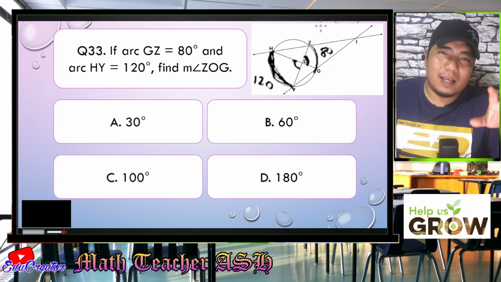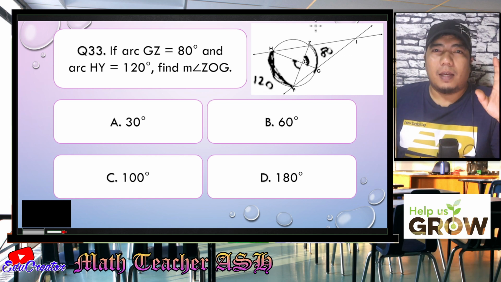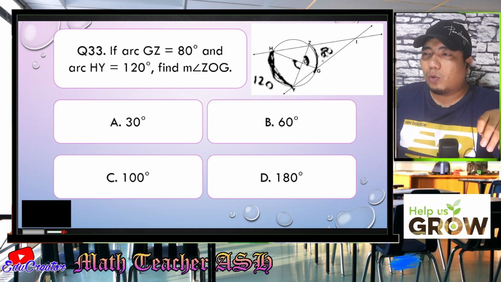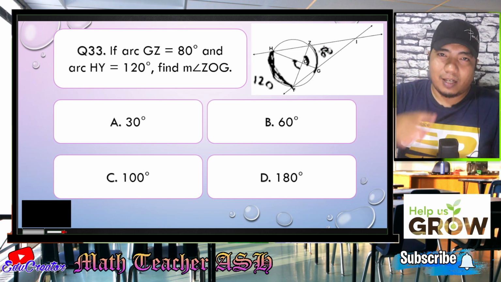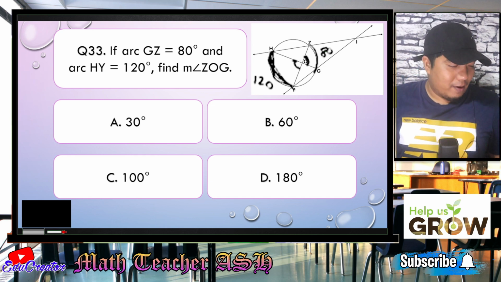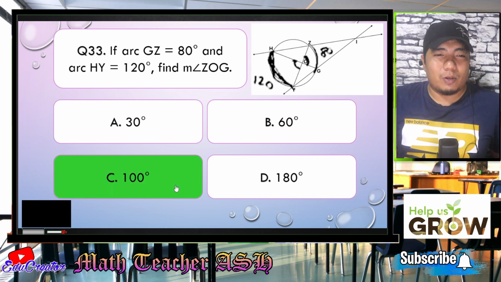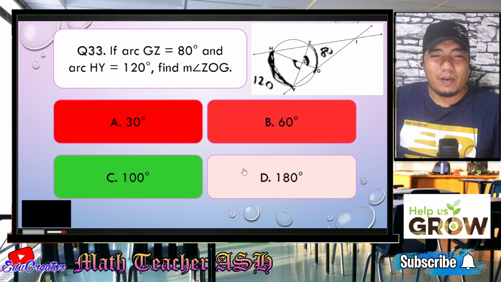If the angle is inside the circle, you just need to add the two arcs and divide it by 2. So, 120 plus 80 is 200, divided by 2. The correct answer is letter D. Let's check whether we are correct. Easy, right? Very easy, my dear math learners.